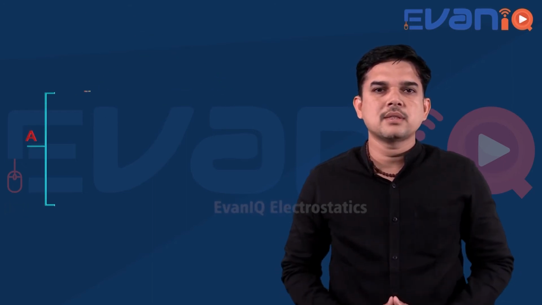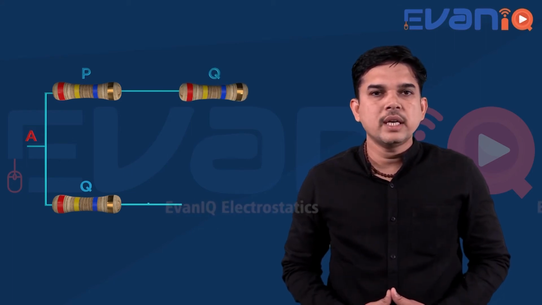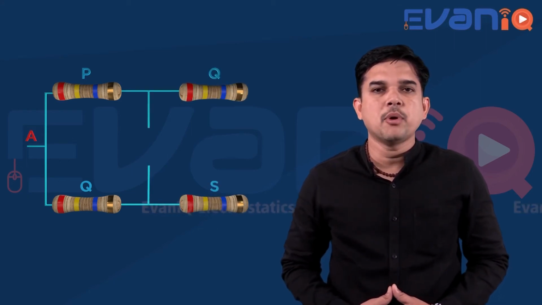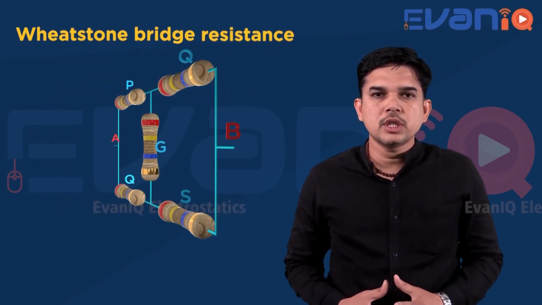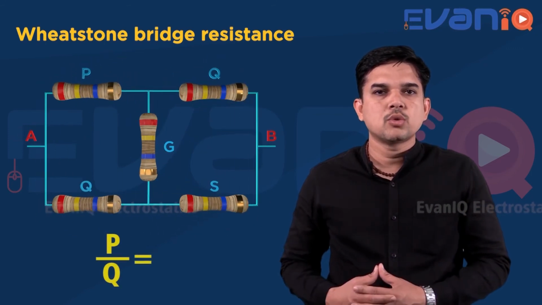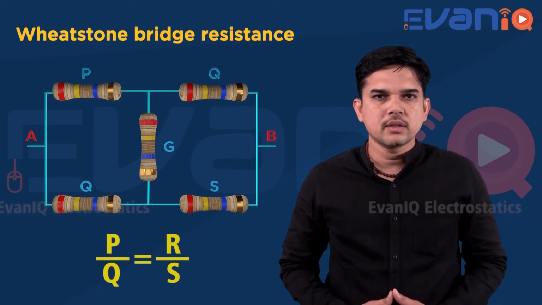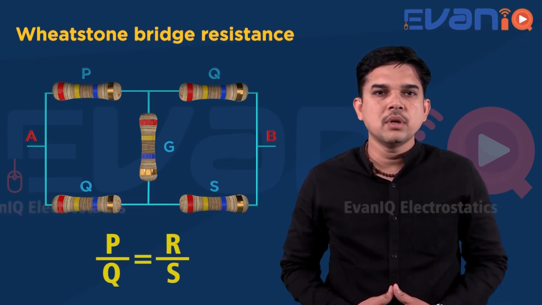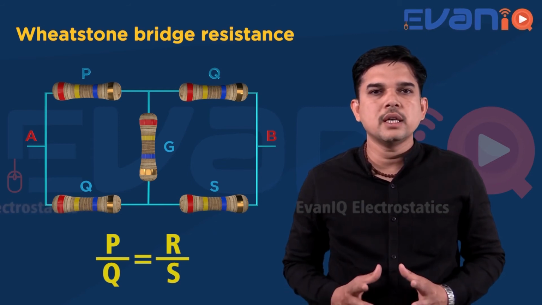In some examples, if we have a network like this, then we can easily solve it with the help of the concept of Wheatstone bridge. According to Wheatstone bridge, if P by Q is equal to R by S, then the central arm has zero current. It means we can remove the arm and our circuit will be simple to solve to find the equivalent resistance.